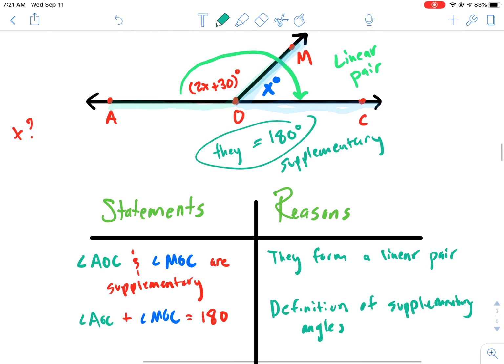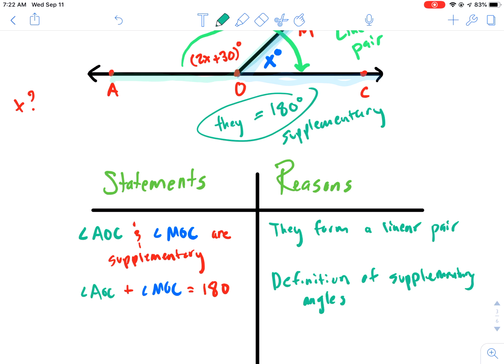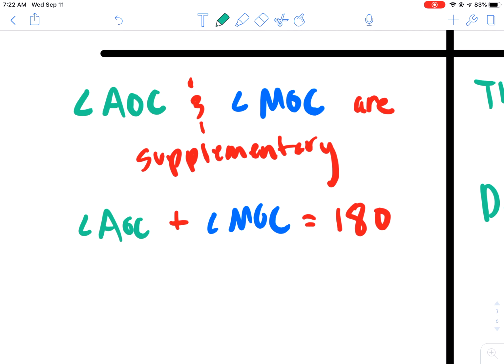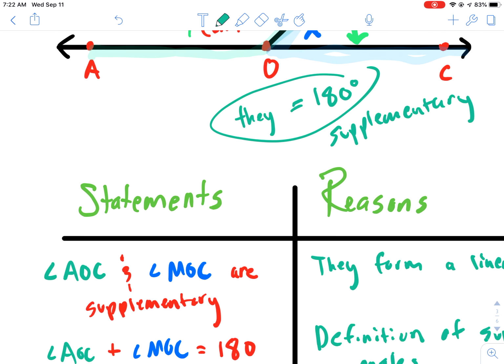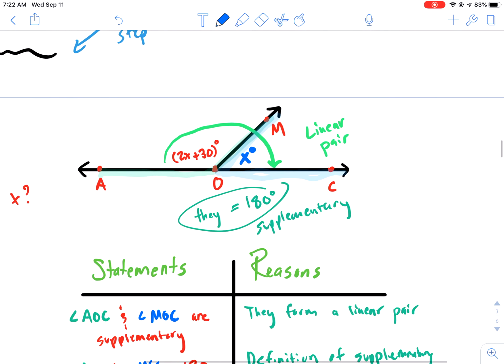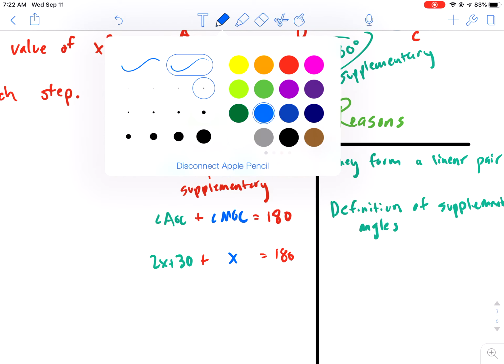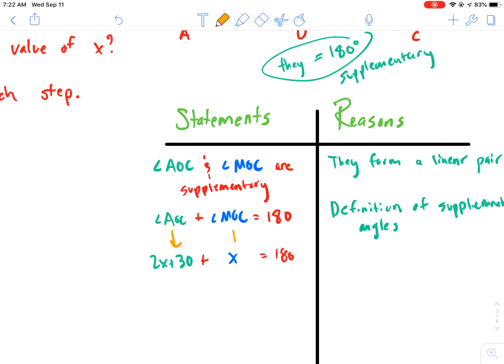Now, next step. How does this help us? We don't know the value of AOC or MOC, but we do know the variable expression that they have. We know that 2x plus 30 is the same thing as AOC. We know that MOC is equal to x, so those two added together should be 180. How do we go from this to this?